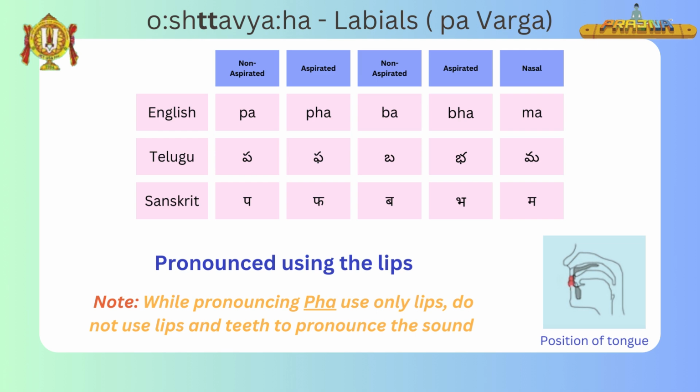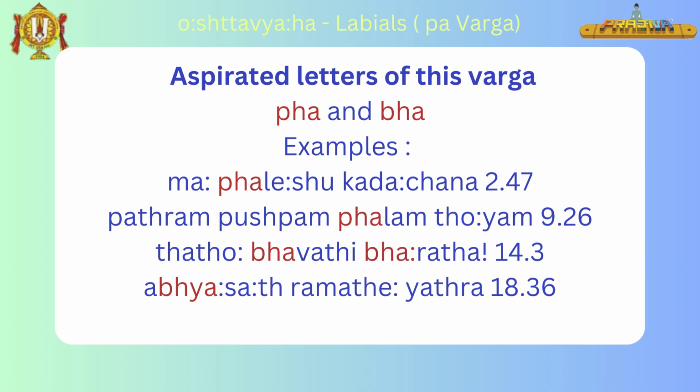The fifth group, or Pa varga, is pronounced using the lips. These letters are also called Oshthavyaha: Pa, Pha, Ba, Bha, Ma. The aspirated letters of Pa varga are Pha and Bha.